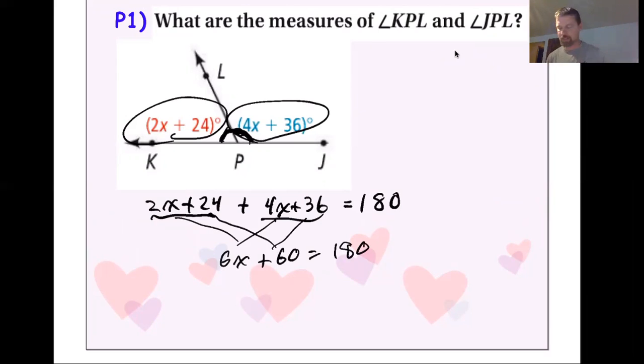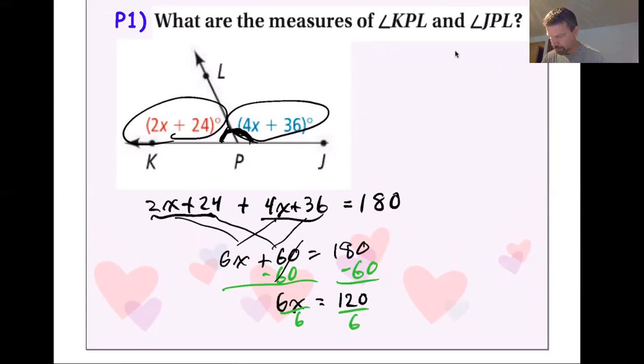Again, we want x by itself, so I've got to get rid of that plus 60. The opposite of adding 60 is subtracting 60, so I'm going to subtract 60 from both sides. When I do that, I end up with 6x by itself, because those are opposites, that goes away, equals 120. And then to get rid of that 6, so that x is by itself, I do the opposite of multiplying by 6. I'm going to divide by 6.